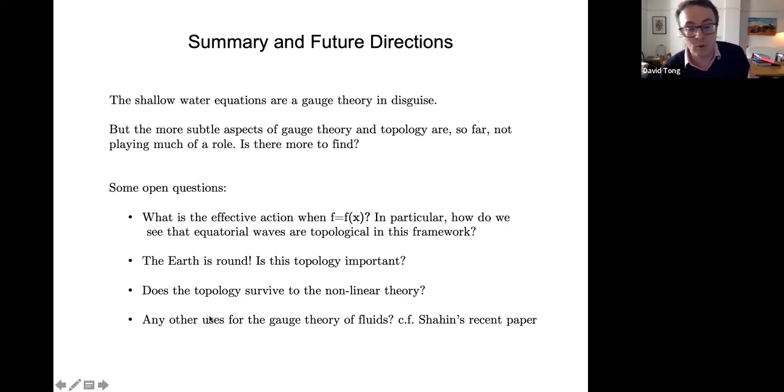And finally, just a general question: are there any other uses for gauge theory in fluids? There was a lovely paper by Shaheen, who's in the audience, a couple of weeks ago, who points out that something called Stokes drift in the shallow water equations can be associated with holonomy of gauge fields. It just sort of feels like maybe there's a lot more that we can say here. All right, I'll leave it there, but I'm happy to take any more questions. Thank you for your attention.